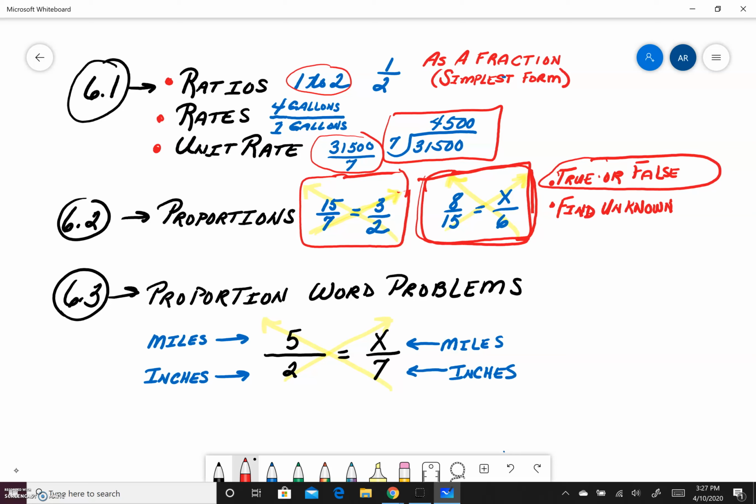Lastly, 6.3 is taking these proportions and deriving information out of a word problem. And the methodology is that when you set up your first ratio, if you have miles on the top and inches on the bottom, when you go to the other side of the equation and you're trying to find the other unknown, make sure that you're consistent with miles on the top as the numerator and the inches in the denominator. And we'll go through examples of that.